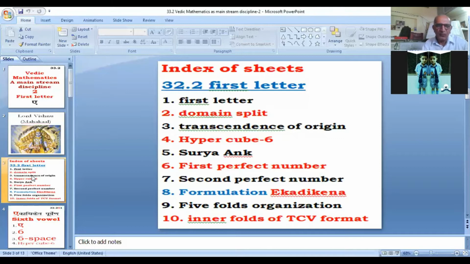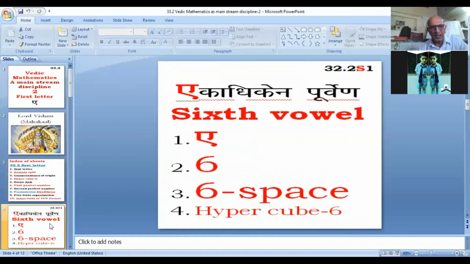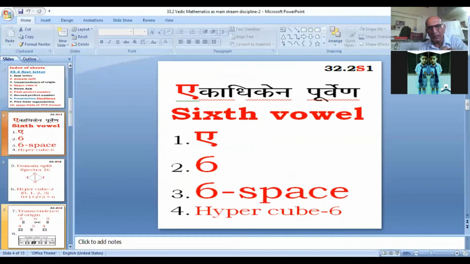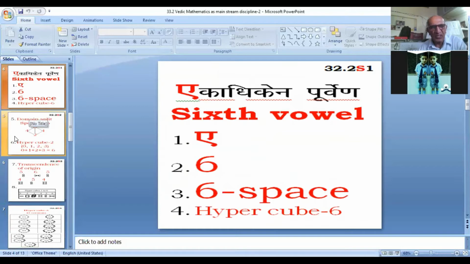These are the 10 phases through which we shall go, these 10 distinctive phases, to be confident and blissful that our initiation of learning and teaching in terms of the first letter is going to be blissful and reach the order of 6 space itself. Therefore, the first letter is the sixth vowel, and this first letter, Eka Adhiken Purve, Nidhi Ganita Sutra 1, its initiation beginning with the first letter A as sixth vowel, sequentially takes us to A as the vowel, number 2 as TC value 6, parallel to it there being a 6 space, and 6 space takes us to hypercube 6.